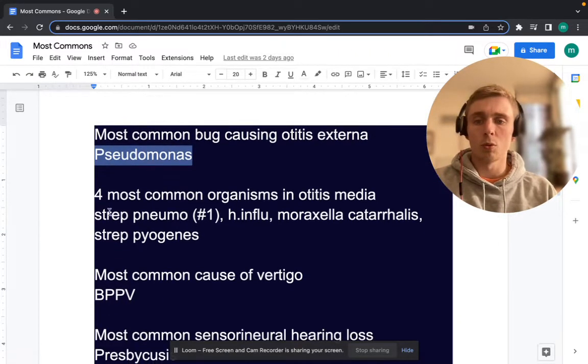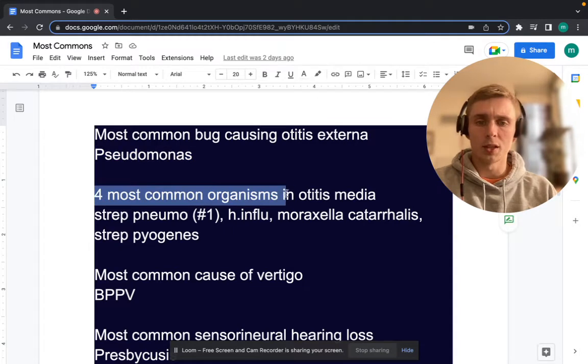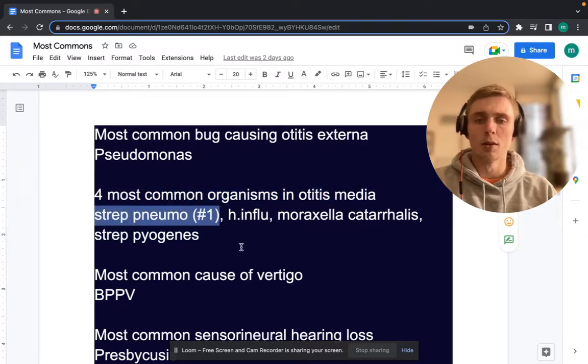And it's also important to know what are the 4 most common organisms in otitis media. So otitis media, what are the 4 most common organisms? So number 1 is strep pneumoniae. H. flu, Haemophilus influenza is number 2. Moraxella catarrhalis, that's number 3. And strep pyogenes, group A beta hemolytic strep, is number 4. So strep pneumoniae, Haemophilus influenza, Moraxella catarrhalis, and strep pyogenes, 4 most common organisms in otitis media.